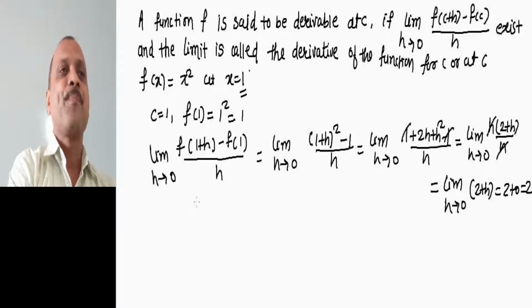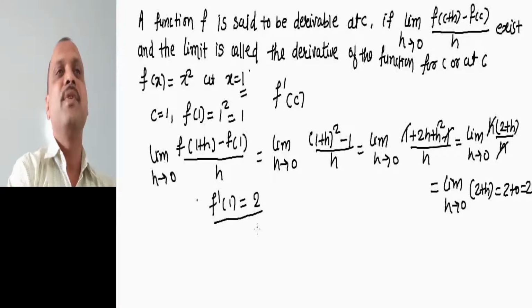Here we denote this derivative using the symbol f dash of c. So f dash of 1 of this function is equal to 2. This is the derivative of the function.